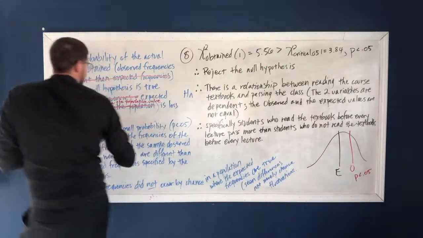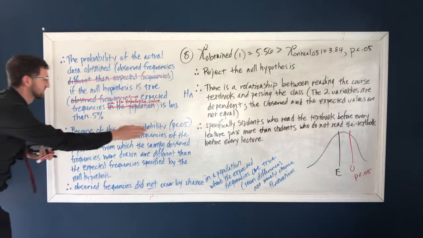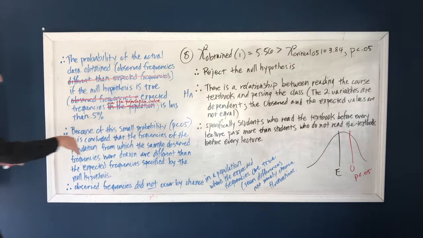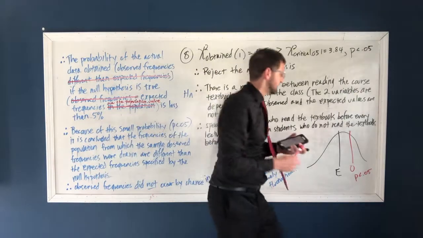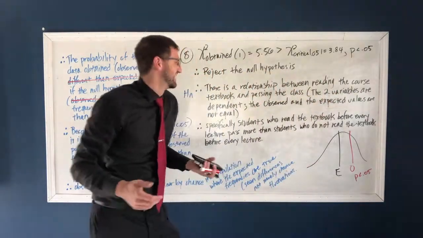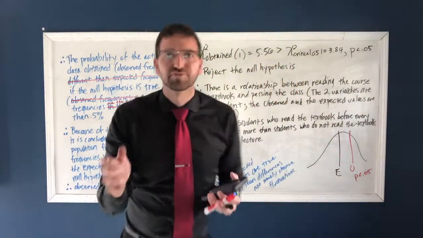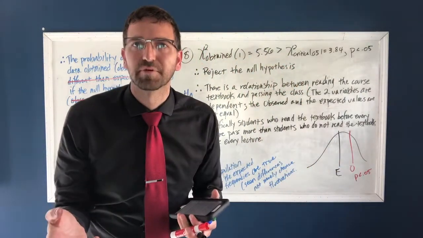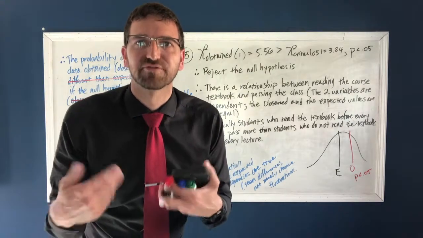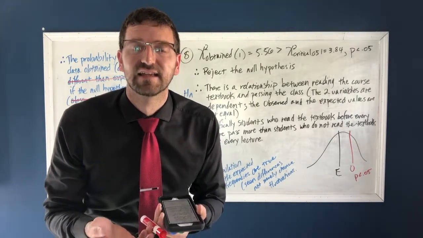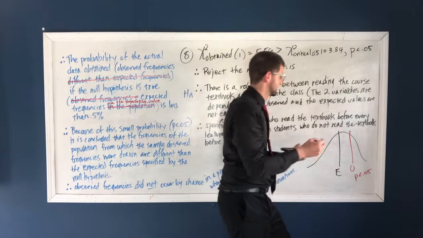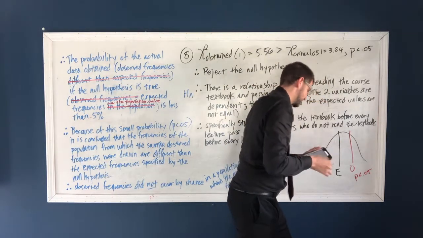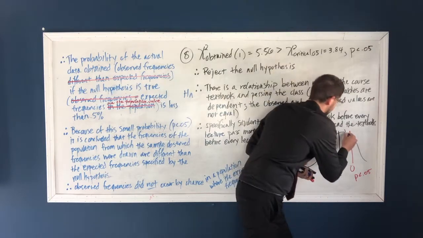Okay? Because of this small probability, it is concluded that the frequencies of the population from which the sample observed frequencies were drawn are different than the expected frequencies specified by the null hypothesis. Okay, so what that's saying, again, is because us getting the observed frequencies that we got has such a low probability, we don't think the expected frequencies represent the population. Okay? We think the expected frequencies should be closer, if you will, to what the observed frequencies are like.